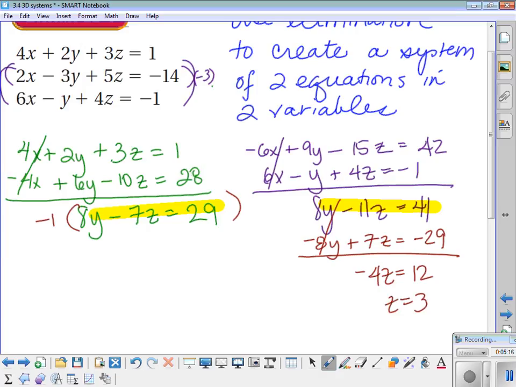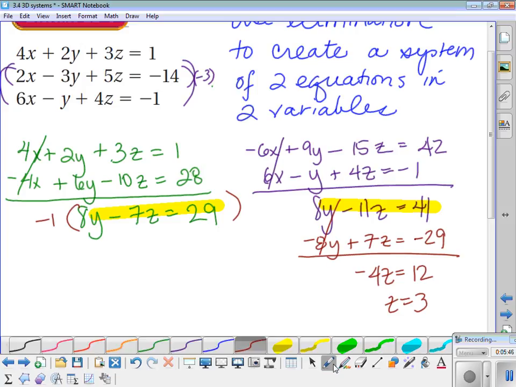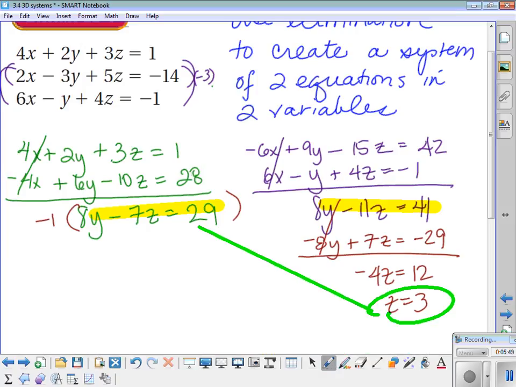So now what do you guys think I should do to figure out what y is? Anybody have any idea what I should do with that z? Plug it back in. Which one do you think I should plug it into? Like one of the original 3? Okay. The problem with that is there's 2 other variables in that. But don't I have a couple of equations with only z and 1 other variable? I do, right? I could plug it into this one, couldn't I? Yeah, so that's what I'll do.